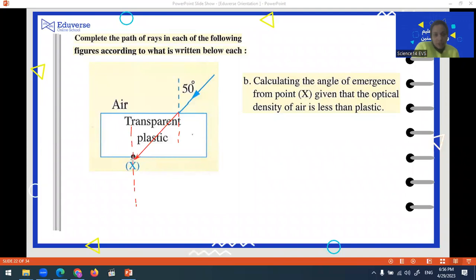It is going out to the air again, so it will refract away from the normal. Let's make it like this to make it more clear. So it will intersect here. This is the point of emergence, and it will refract away from the normal. This is the angle of incidence, and it's always equal to the angle of emergence. So this is 50, and this will be 50 also.